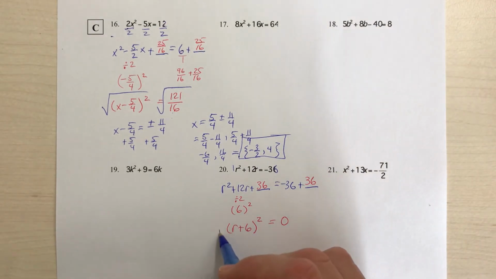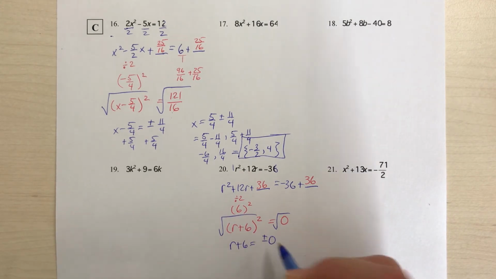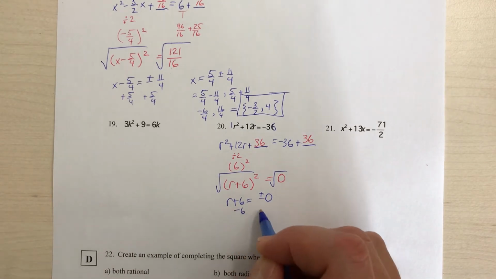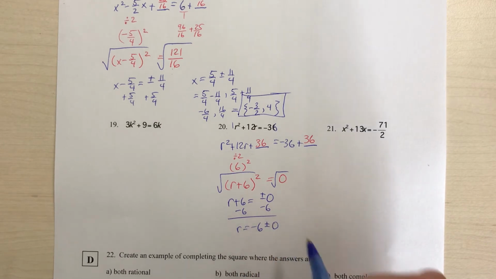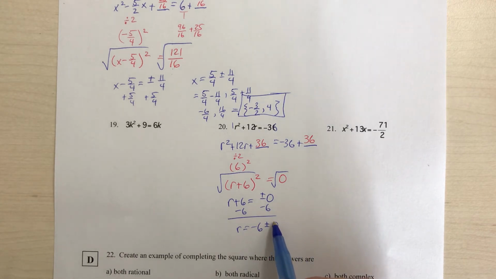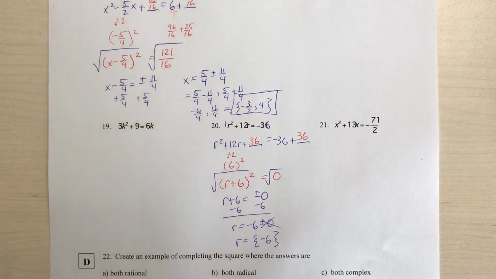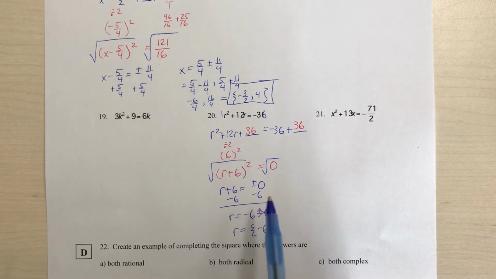So what happens here, we still take the square root, but we get r plus 6 equals, now plus or minus 0, I mean we can write it like that, but when we subtract the 6, negative 6 plus 0 is the same as negative 6 minus 0. So basically we can just ignore this, and what we get is one solution. R is equal to negative 6. This is a case where in this problem here, we only get one solution.